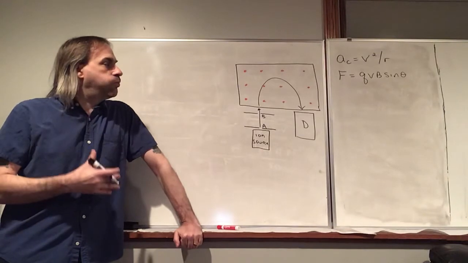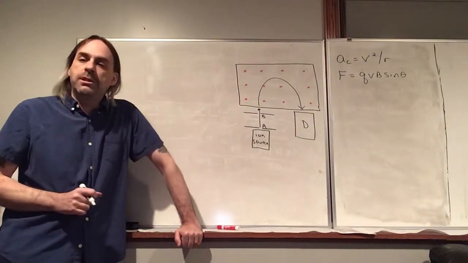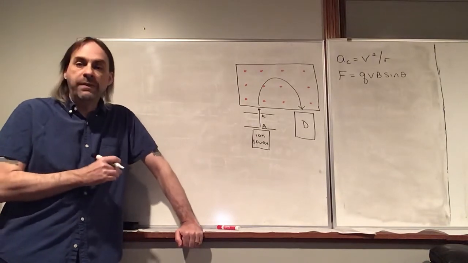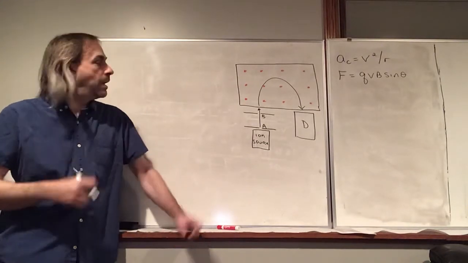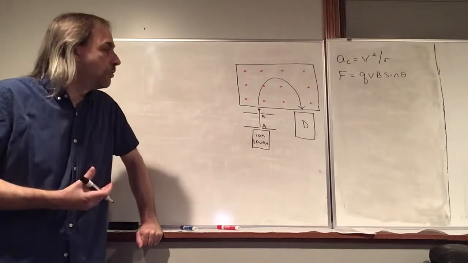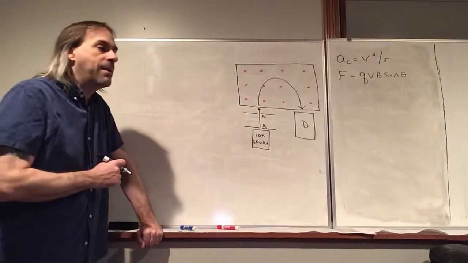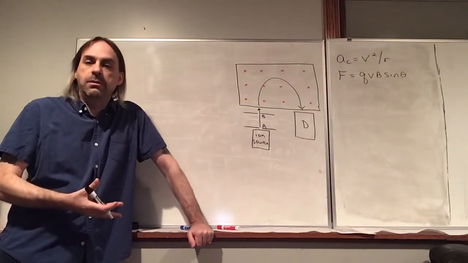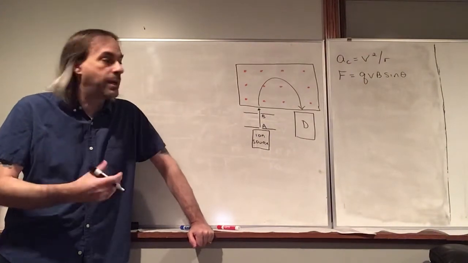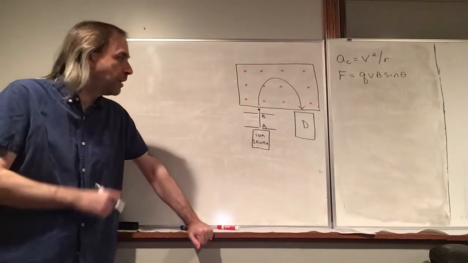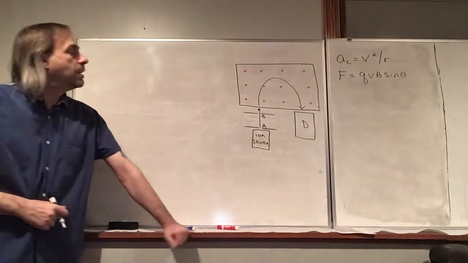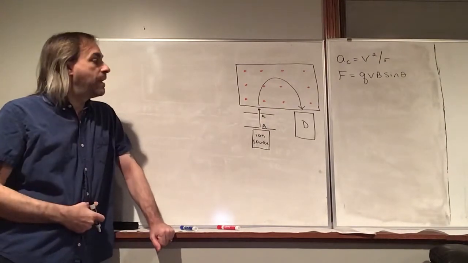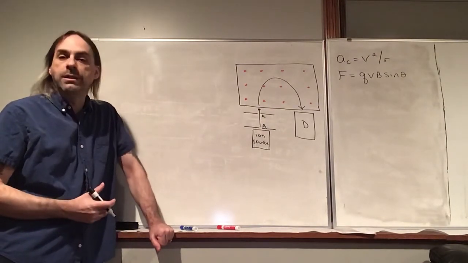If the only significant force acting on it is magnetic, and that doesn't do any work, then the net work done on these particles is zero. And by the work energy theorem, the change in kinetic energy is equal to the net work done, which is zero. So the kinetic energy is constant, so they move at a constant speed.